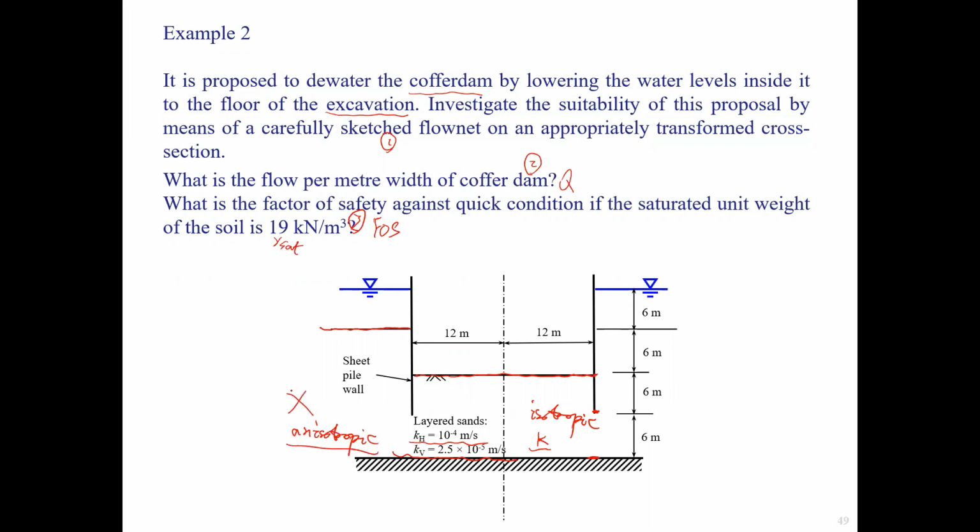So we need to find some implicit information. You have to find the KH and KV, whether they are the same or not. If only one value is given, then it's isotropic, and you can draw the flow net straight away. But for this case, we have to do the conversion. Otherwise, we are not able to draw the flow net and do the calculation for questions 1, 2, 3. So just follow the previous method. We find the alpha and then convert from the anisotropic to the isotropic case.